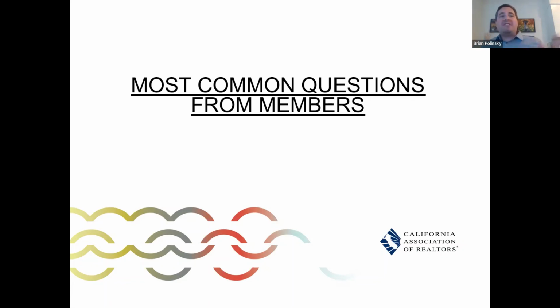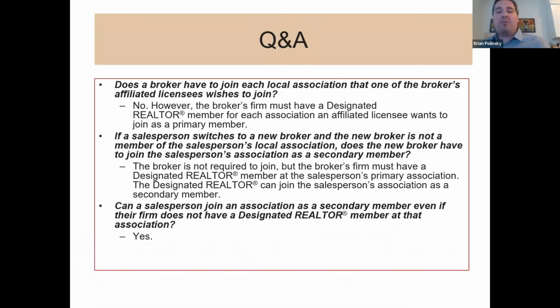All right, so the last thing I have in terms of my PowerPoint, most common questions that come from members about membership issues. So let's go through these. A lot of these are kind of reviewing things that we've already talked about, but definitely worth reiterating here. Does a broker have to join each local association that one of the broker's affiliated licensees wishes to join? The answer to that is no, but however, the broker's firm must have a designated realtor member for each association that an affiliated licensee wants to join as a primary member. So I think this really just answers the question that Alicia was just asking about before.